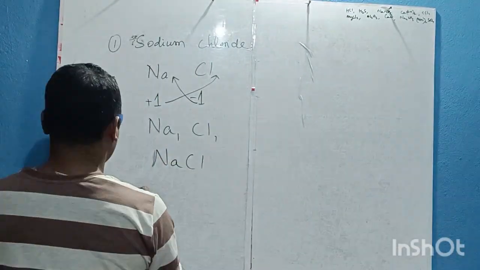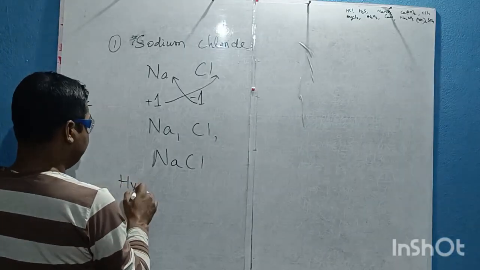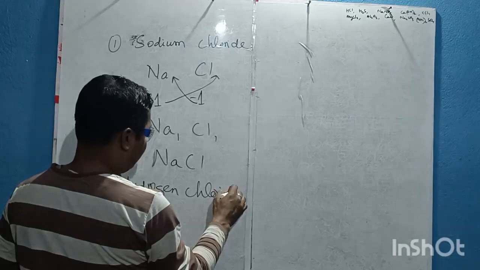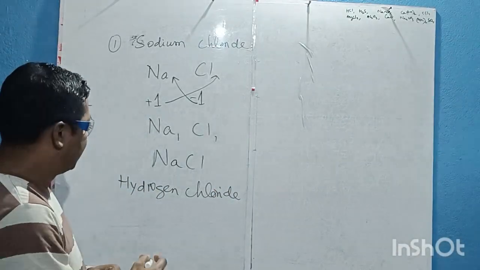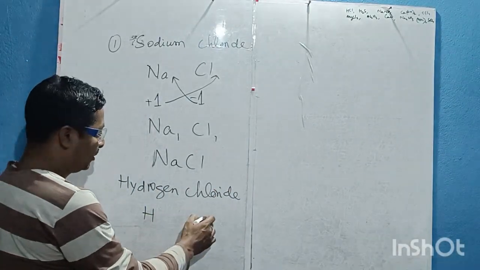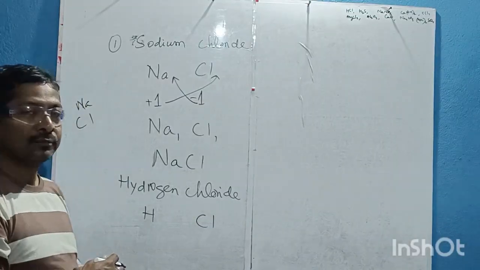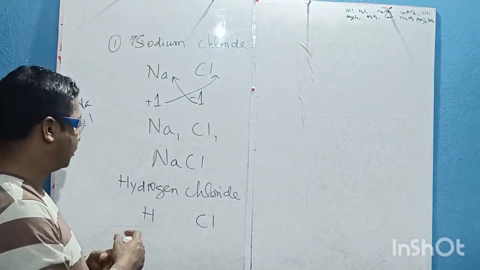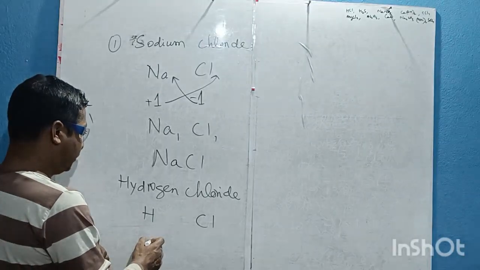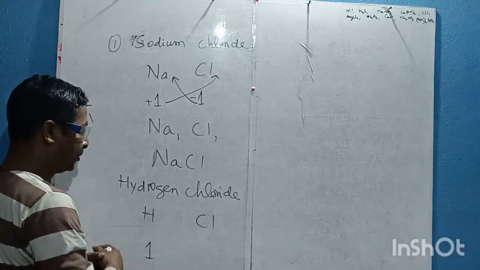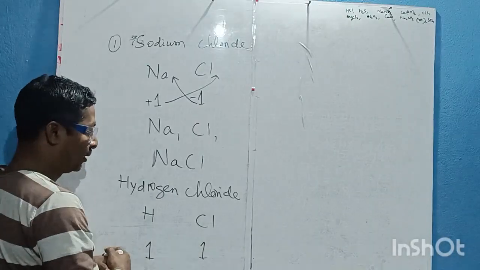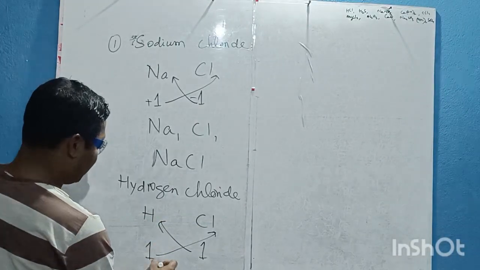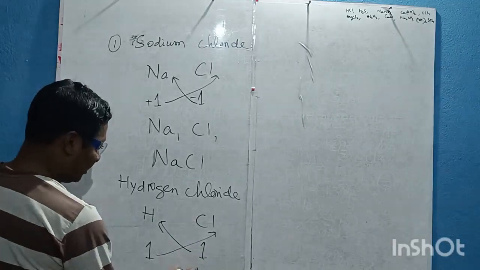Similarly, hydrogen chloride. The symbol of hydrogen is H. Similarly for chloride, Cl. Valency of hydrogen is 1, chlorine is also 1. So this goes here, this goes here. So H1Cl1, that's why HCl, hydrochloric acid.